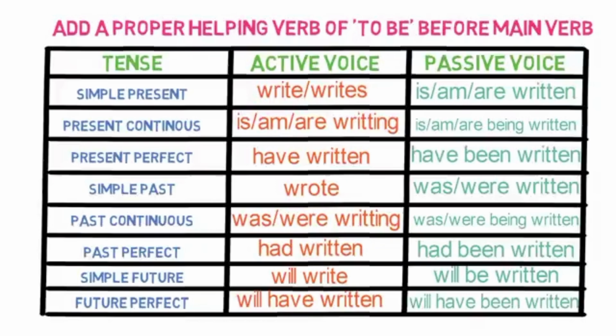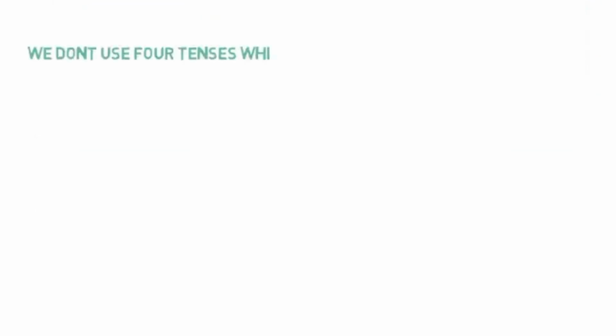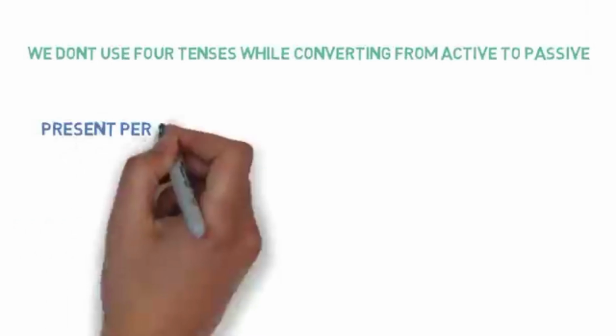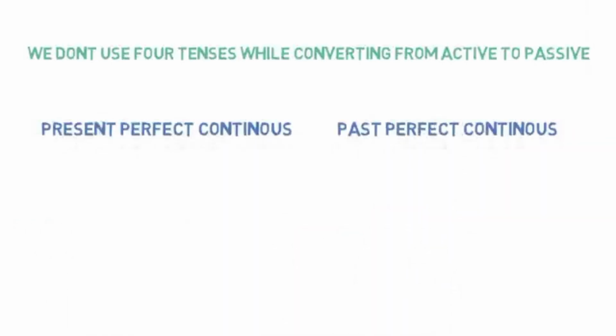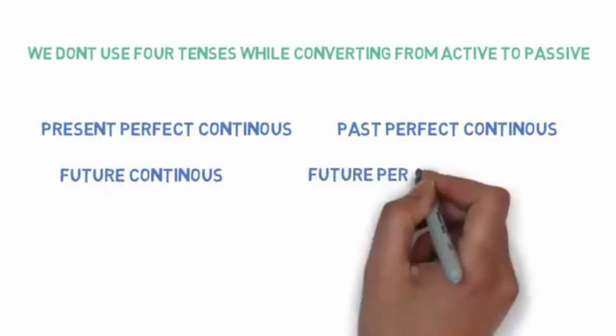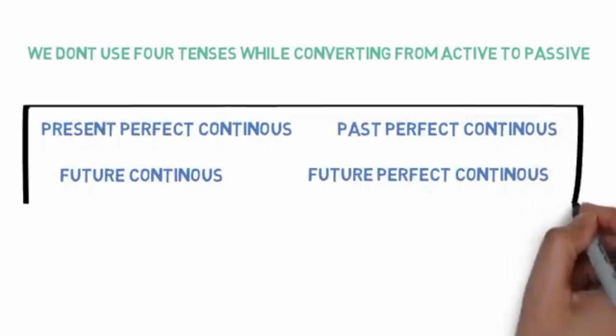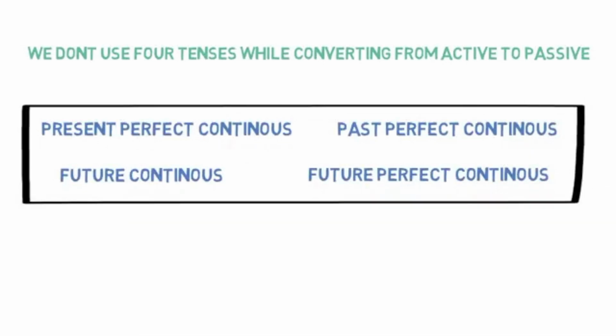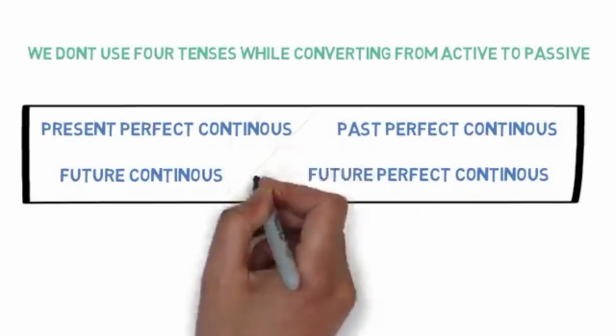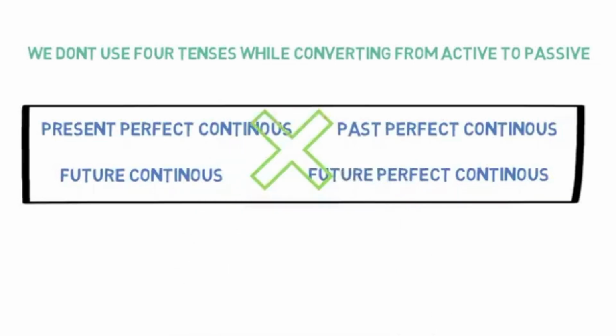Now you must have noticed that we haven't used 4 tenses, which are present perfect continuous, past perfect continuous, future continuous and future perfect continuous. In English grammar, we don't convert sentences of these tenses to passive as it is not grammatically correct. For more understanding about tenses, please watch the playlist on all tenses.